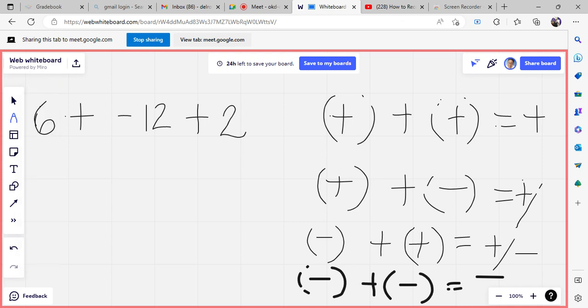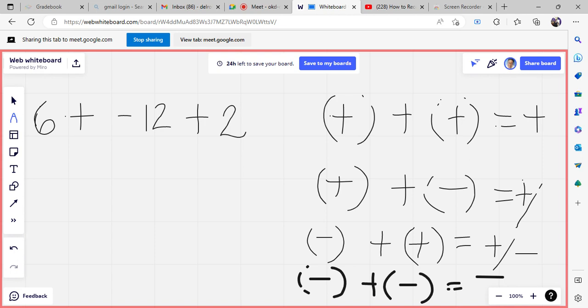In this case, with the problem that we have here, 6 plus a negative number plus a positive number. So if you look at this right here, the 6 itself is a positive. We do not have the sign attached to it, but as long as you don't see a negative sign in front of it, understand that it's a positive number. So the 6 right here is a positive number. So we have a positive, right? And we want to add a negative.